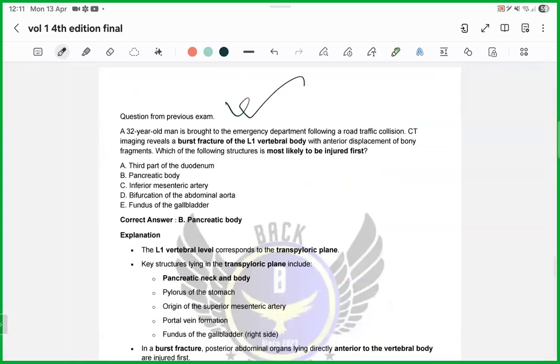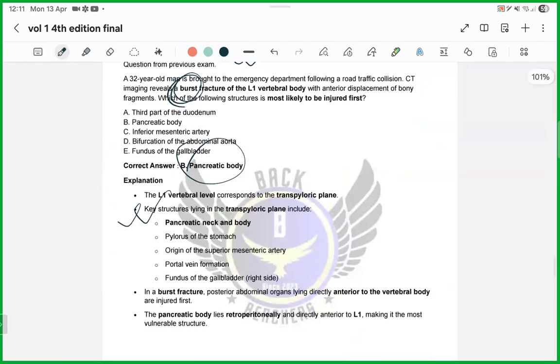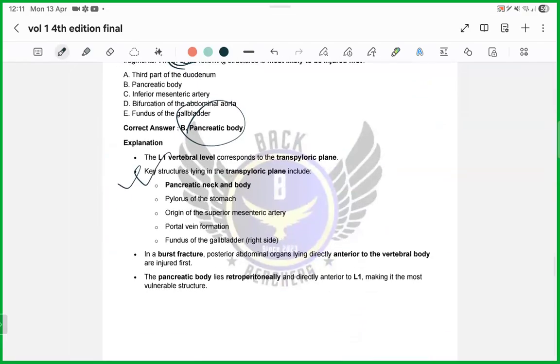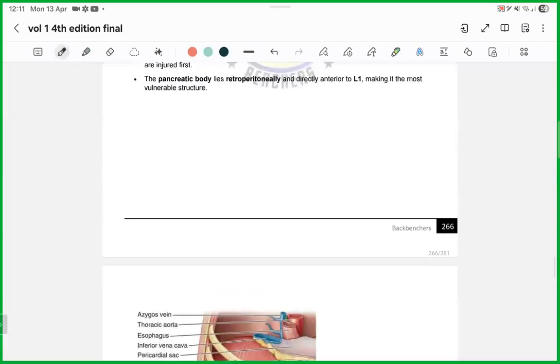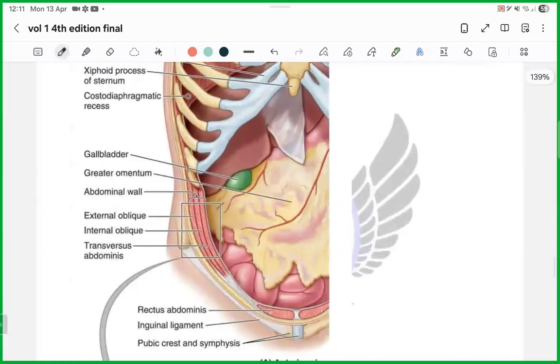Then here we have previous question exams with explanation. After you study all this, solve this by yourself. Do not see the correct answer first. Then you read the explanation. So what do they ask?